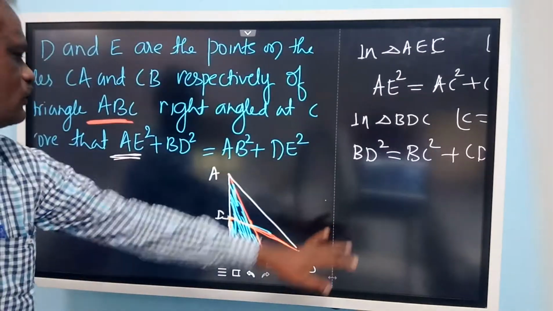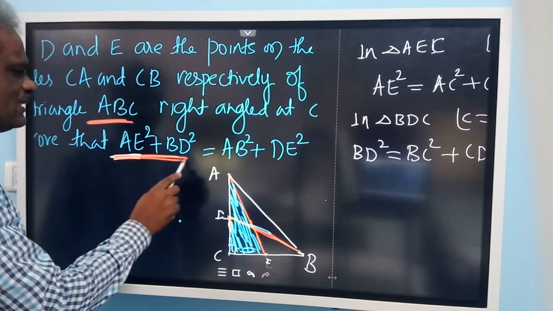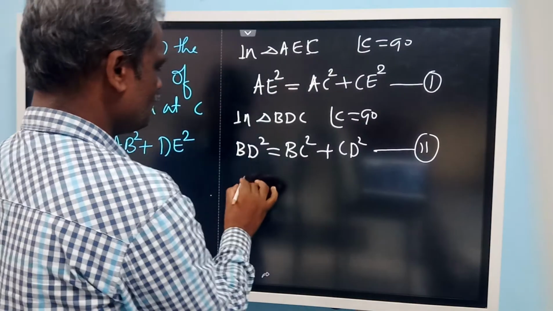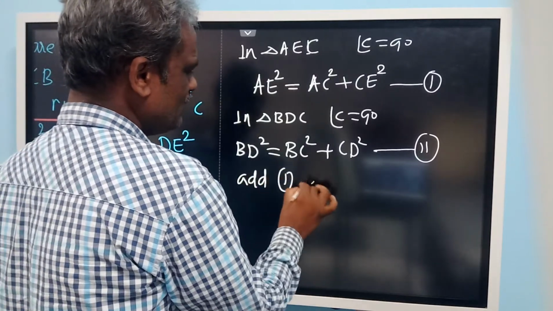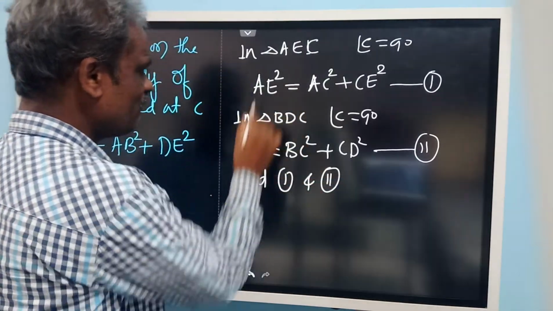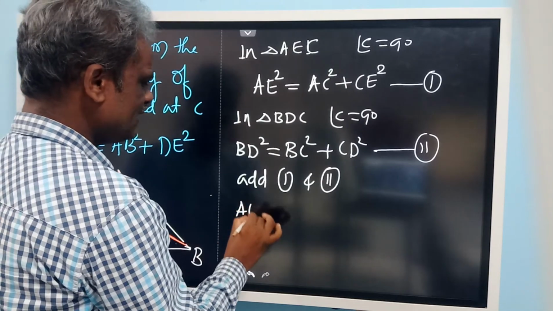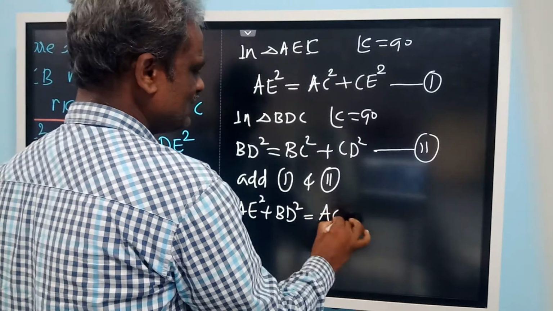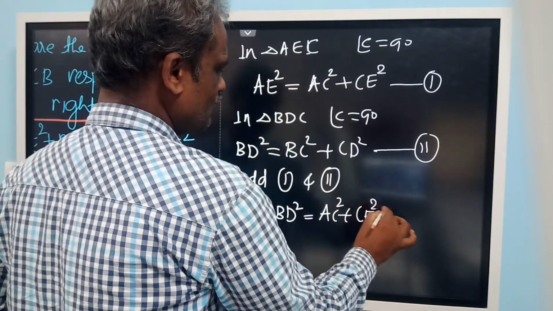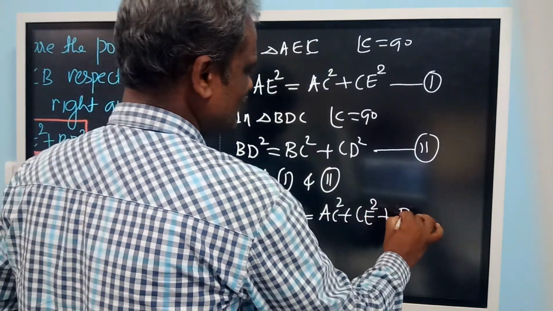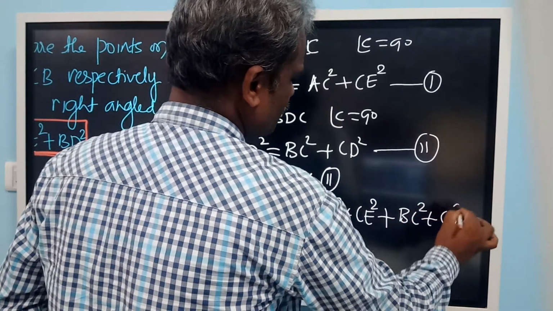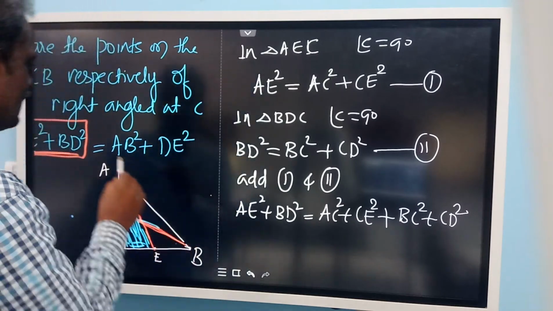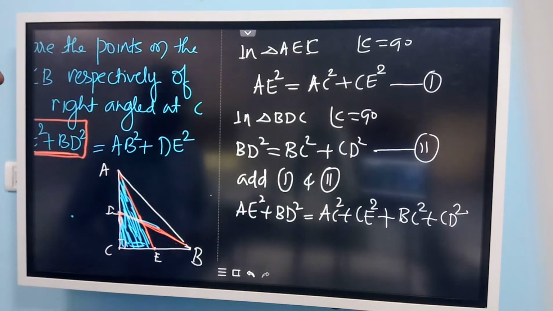Now, look at the left hand side, AE square plus BD square. We need to add these two. Add equations 1 and 2. Adding the left hand sides together, AE square plus BD square is equal to AC square plus CE square plus BC square plus CD square. So we are getting these 4 terms here, and we have AB square and DE square in the result to prove.